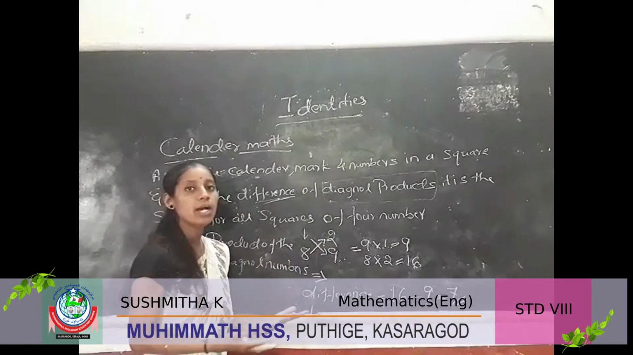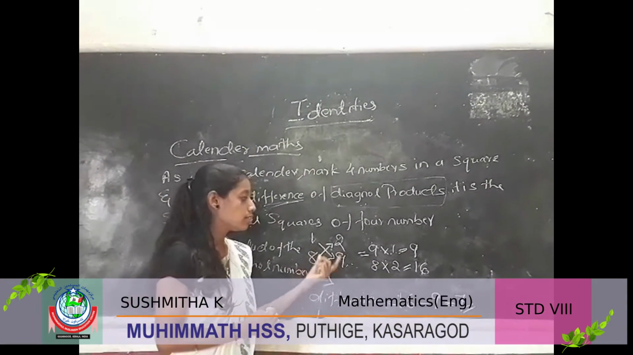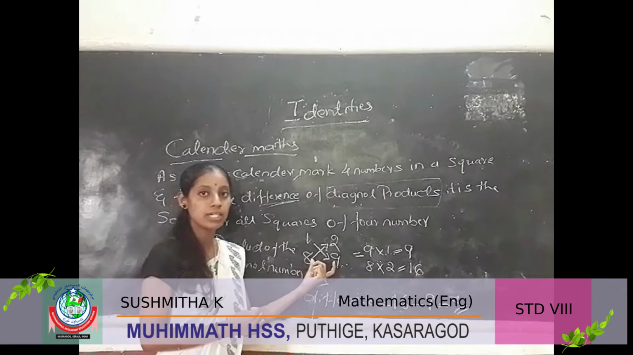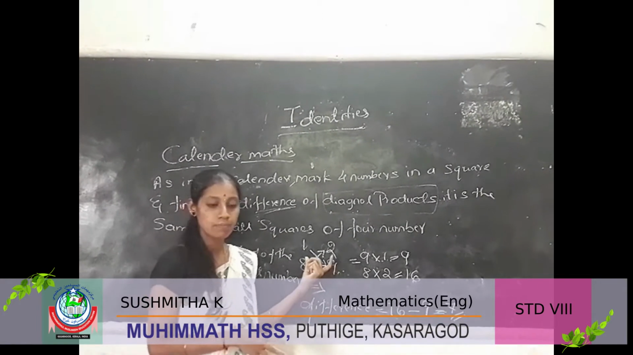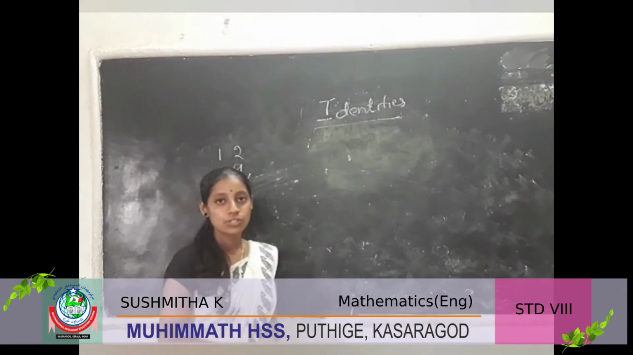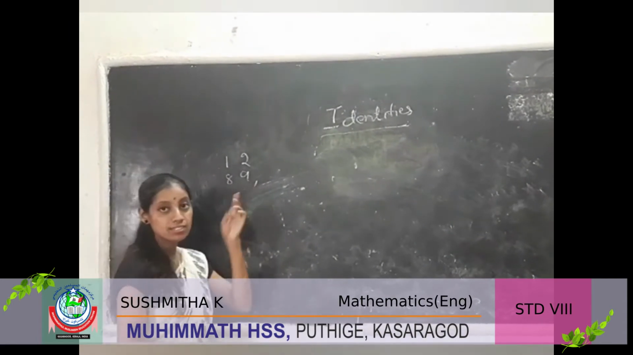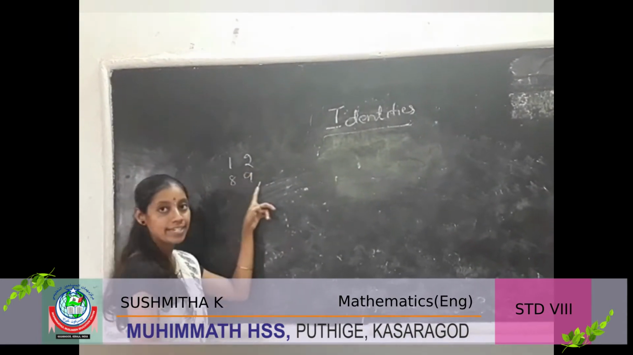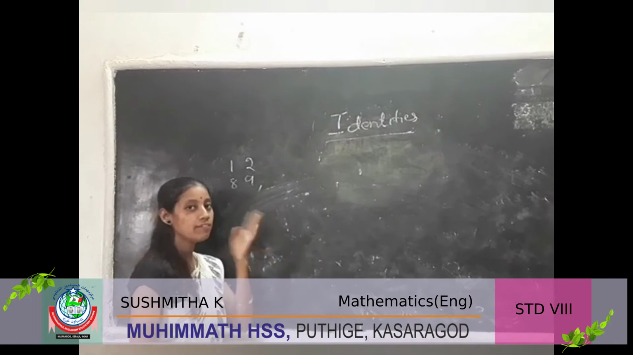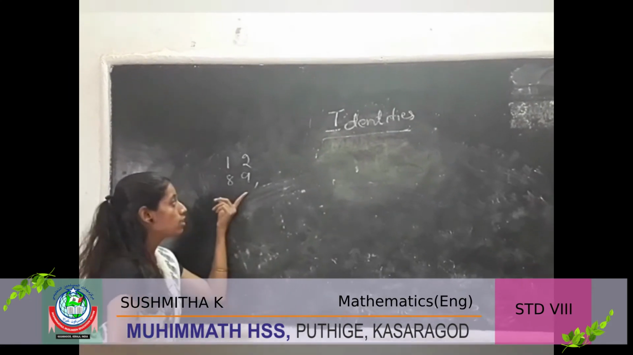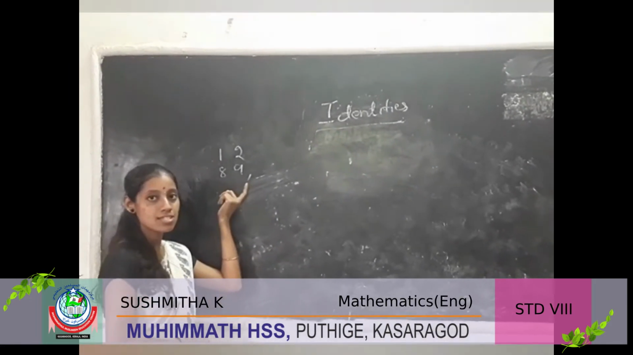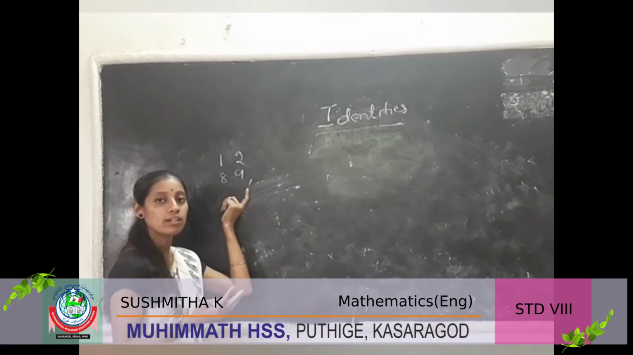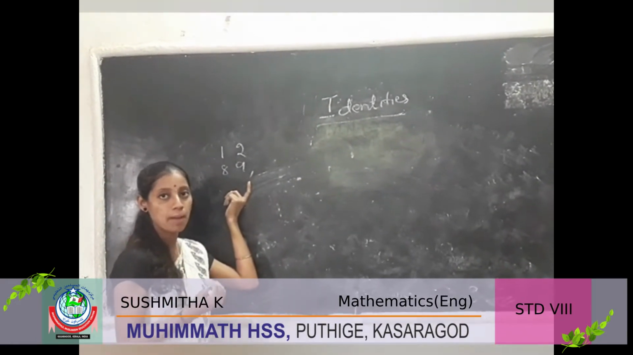We will choose any number in the calendar. The difference of this number is 7. Okay students, so we selected the 4 numbers: 1, 2, 8, 9. We can choose any 4 numbers in the calendar. Here we are using these numbers to find the result in an algebraic method.